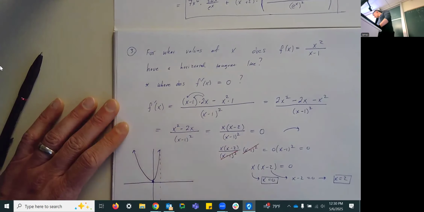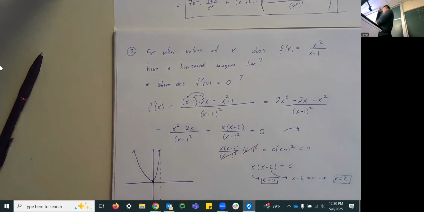I feel like I'm graphing this wrong. Let me double check my work here. Yeah, I think I have graphed it incorrectly. Let me point out what I did wrong here. I kind of made an assumption that was wrong.